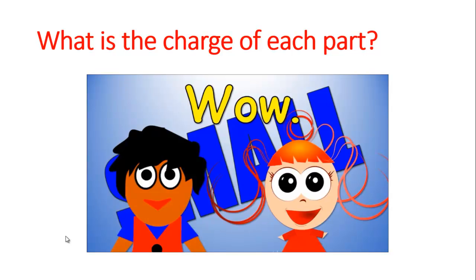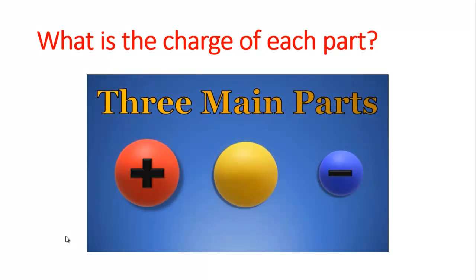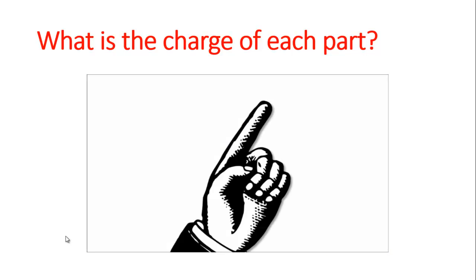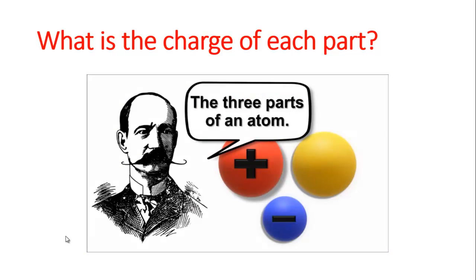super small. Wow! To really understand me, we gotta start with the fact that I'm made up of three main parts that are called protons, neutrons, and electrons. One more time, Nicole. Protons, neutrons, and electrons. Three parts of an atom.